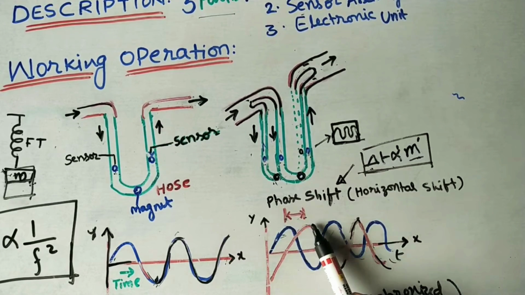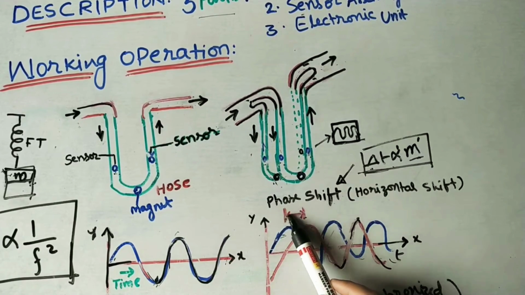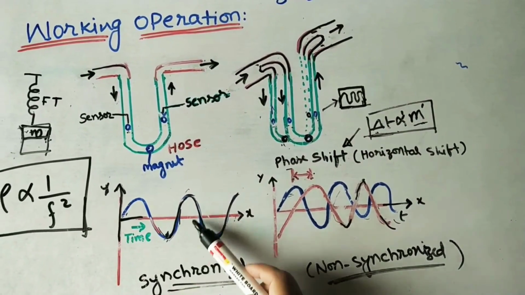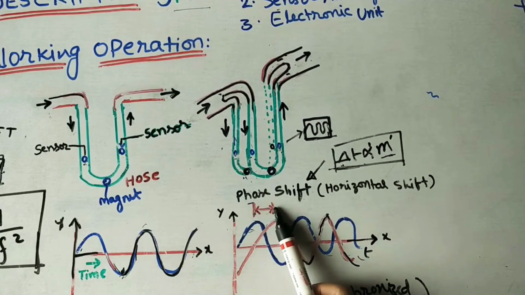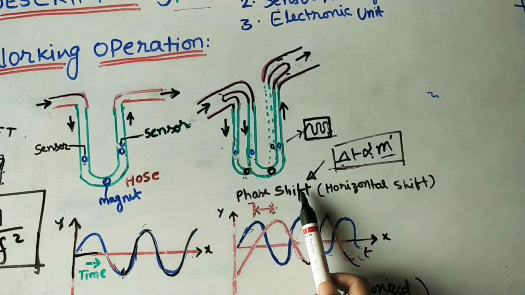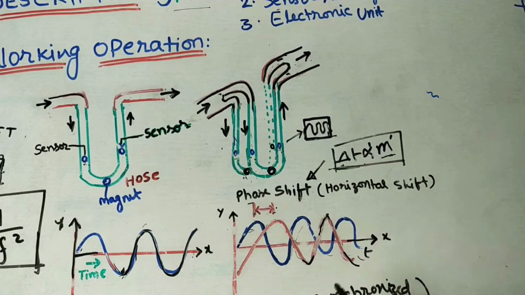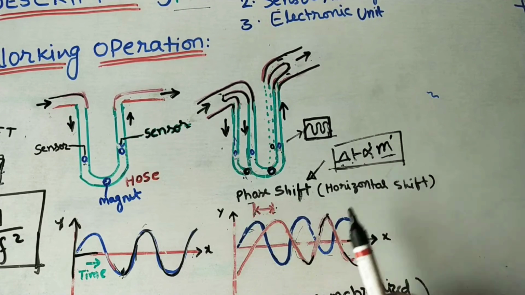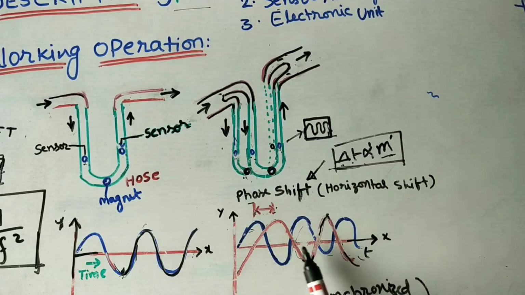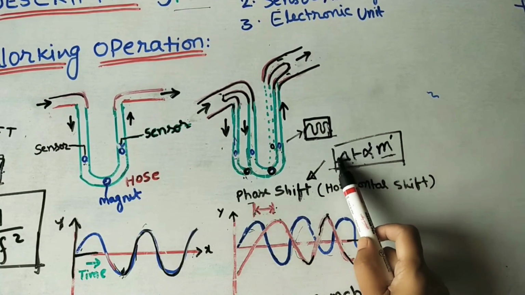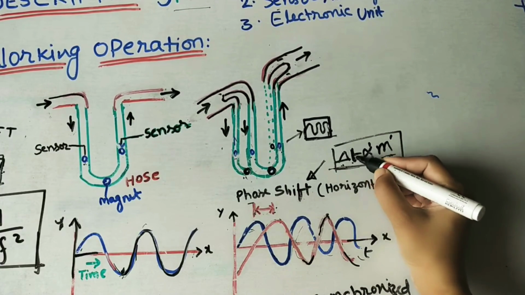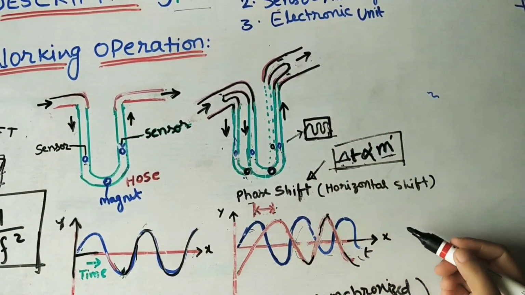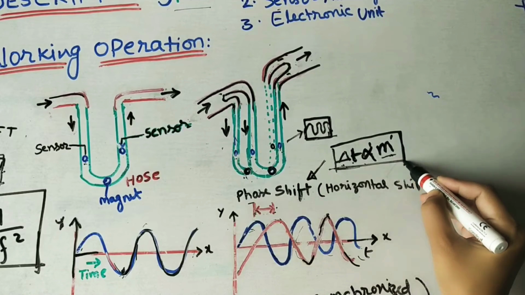The change in the waves we are calling a phase shift. Previously with no flow, both are coinciding. Because of flow, they are separated by some distance. We are calling it a phase shift or horizontal shift. We are taking this phase shift in terms of delta t, where t is the time on the horizontal axis. This is delta t. So this delta t will measure the mass of the flow inside the pipe in calibrated form.